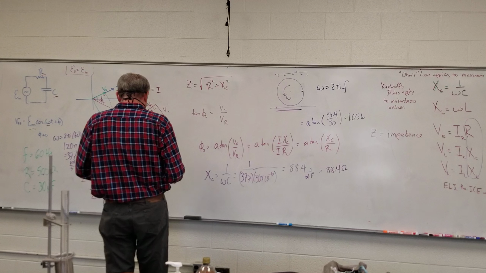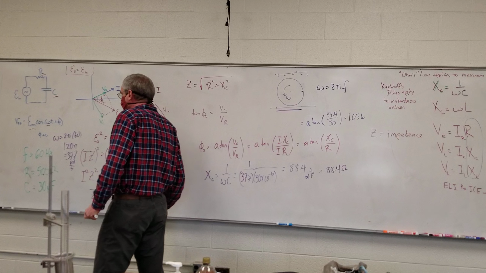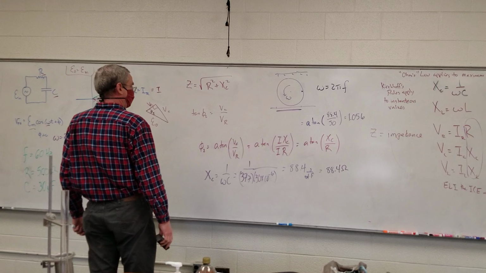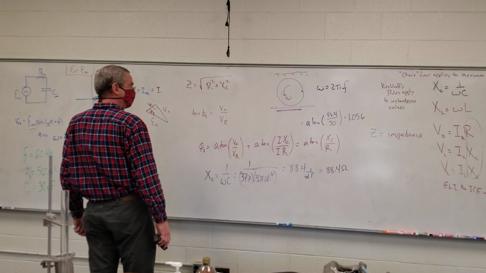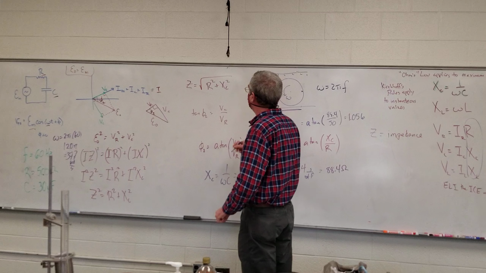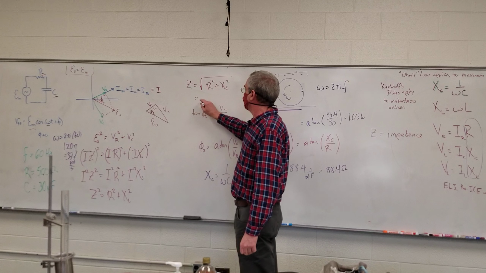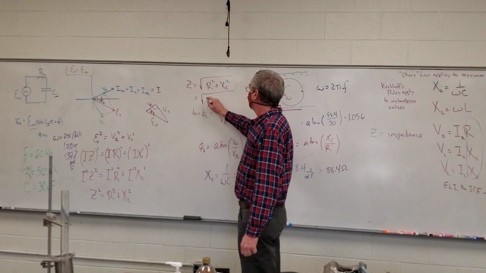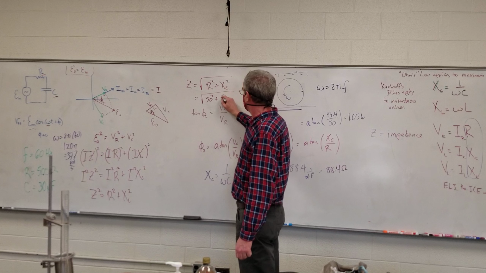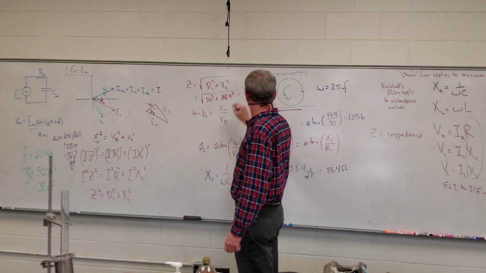So, I need to erase stuff, because the board is never gonna be big enough. Actually, while we're here, before I start erasing, let's go ahead and figure out what the impedance is. So that's gonna be the square root of 50 squared plus 88.4 squared.